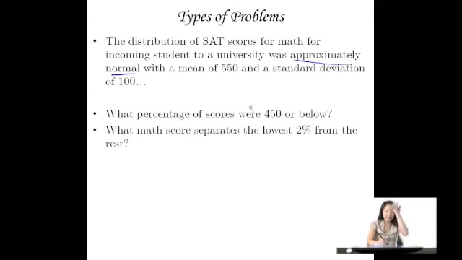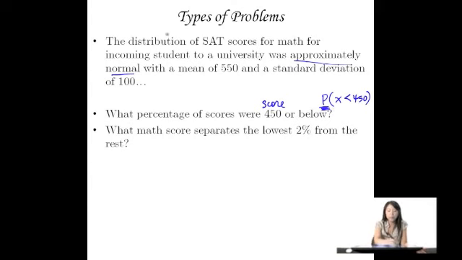Okay. Then they might ask you, what percentage of scores were 450 or below? Here they give you the score. And you're supposed to find the probability of getting that score or below. So P, where X is less than 450. So note here what's missing is probability.